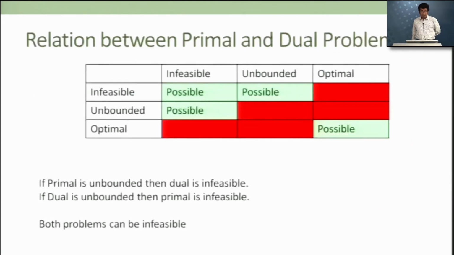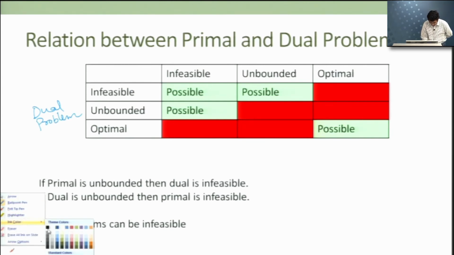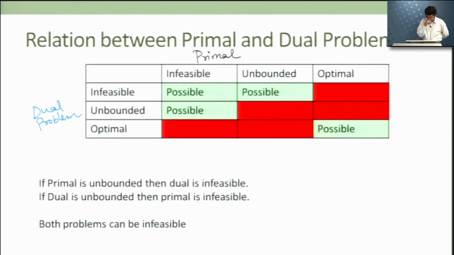So here's the picture so far. Here we are talking about the dual problem, and here on the top we talk about the primal. How do we interpret this? Suppose the dual has an optimal solution, and the primal has an optimal solution. That's possible. They can both have an optimal solution at the same time. What's impossible is that the dual has an optimal solution and the primal is infeasible. This is impossible. Likewise, this case is impossible: the dual has an optimal solution, primal is unbounded. Likewise, primal has an optimal solution and dual is unbounded.